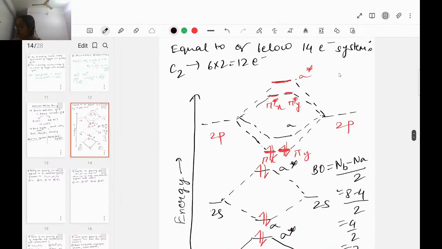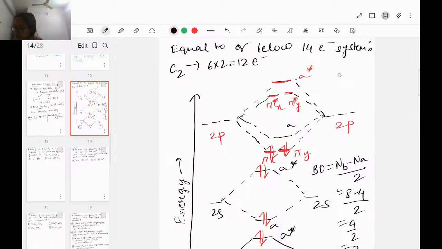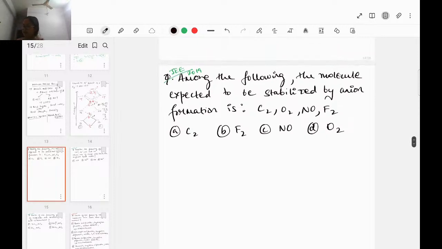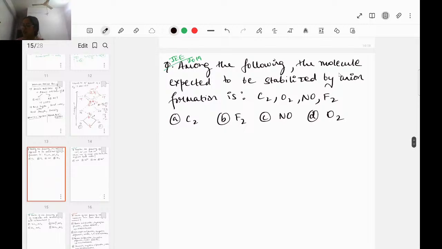Okay, so the sigma gets destabilized. Okay, so now let us solve the questions. In JEE 2019, we received such a question: among the following, the molecule expected to be stabilized by anion formation. So first we need to know.